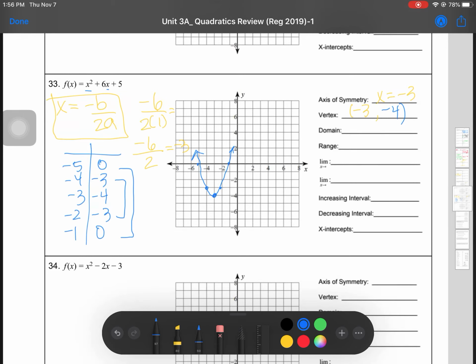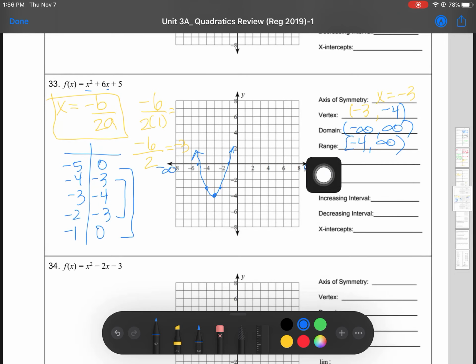I'm going to talk through your characteristic chart. So for the domain, that is left to right. So the farthest this goes to the left, again, remember this is left, this is negative infinity, this is positive infinity. Farthest it will go to the left is negative infinity. The farthest it will go to the right is positive infinity. Range is your bottom to top. So the lowest value is this negative 4. And the highest, it's going to go up forever and ever, is infinity.